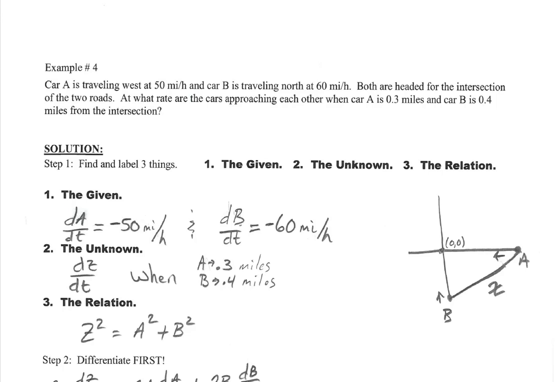Section 3.9a, Related Rates. This is example number 4. Please download the handout from Blackboard and follow along. Example number 4.